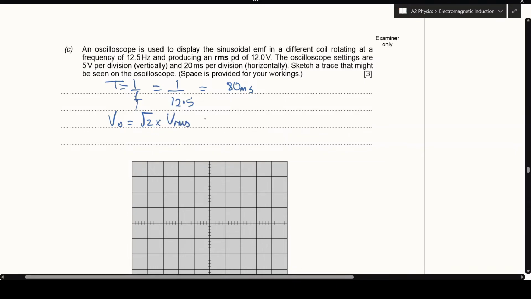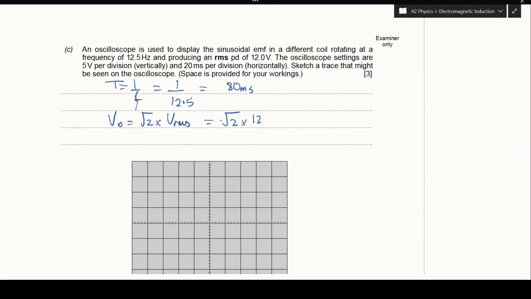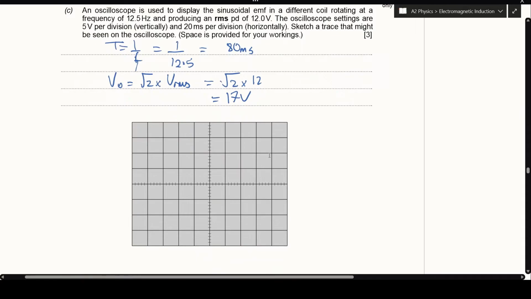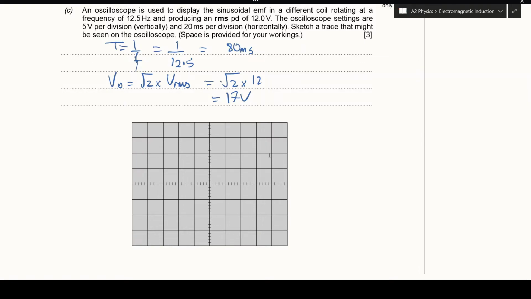Again, covered in the AC option. So we've got root 2 times the 12 volts. Let me just work that one out quickly. That's basically just under 17 volts. So we'll call it 17 volts. Next, we would label, well, we don't have to, but I would personally label the axes of this graph, which is effectively what the display of the oscilloscope is.